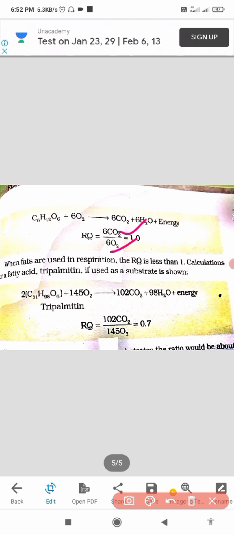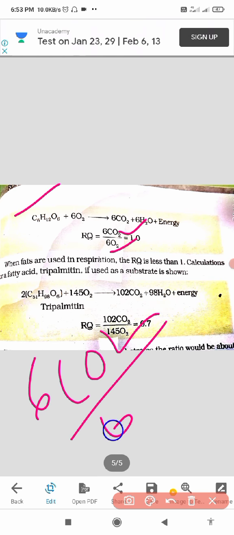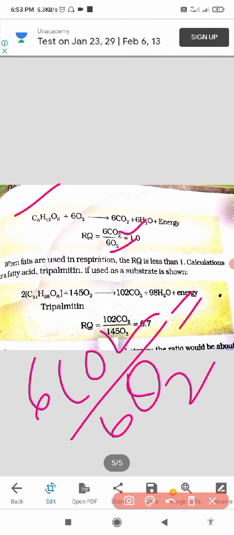So take the example of this oxidation, C6H12O6 plus 6O2, that is going to be converted into 6 CO2 and 6H2O and energy. So RQ will be 6 CO2 upon 6 O2, that will be 1. So in general, when one molecule of glucose gets oxidized, then RQ will be 1.